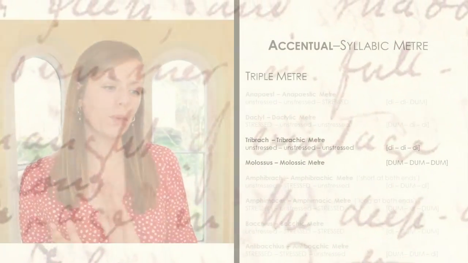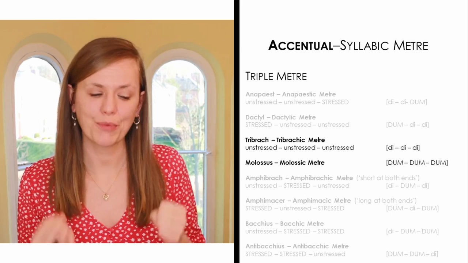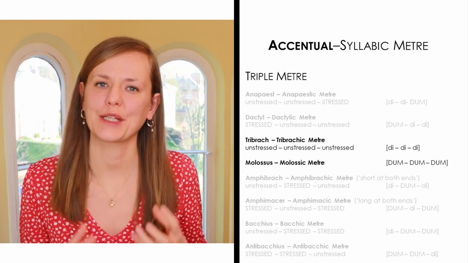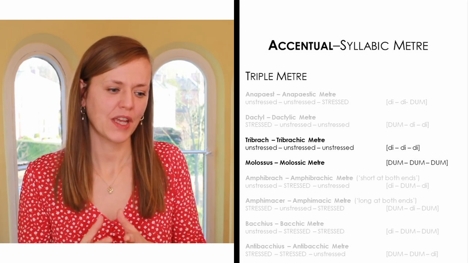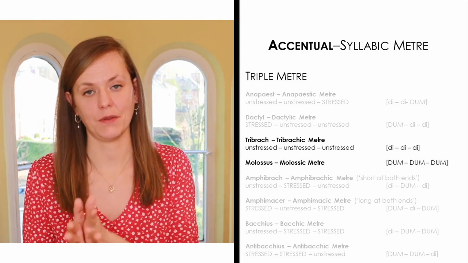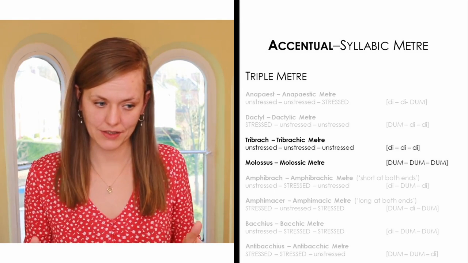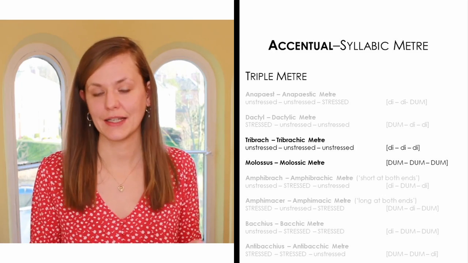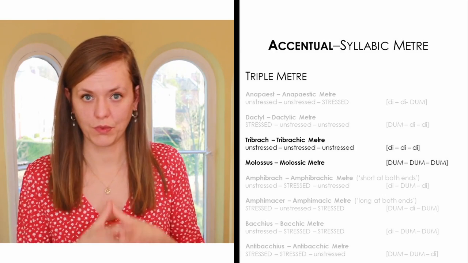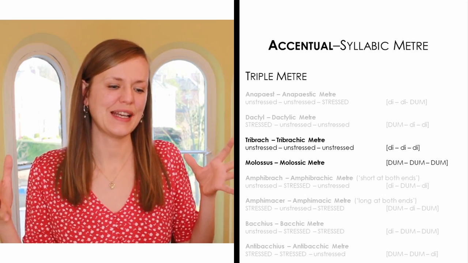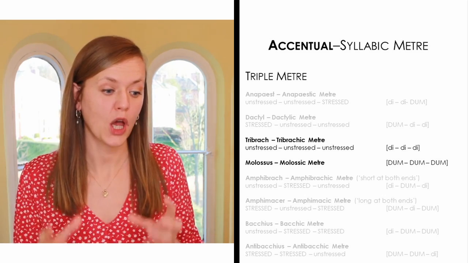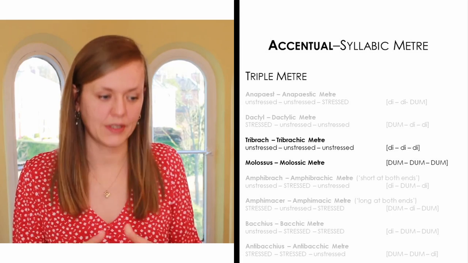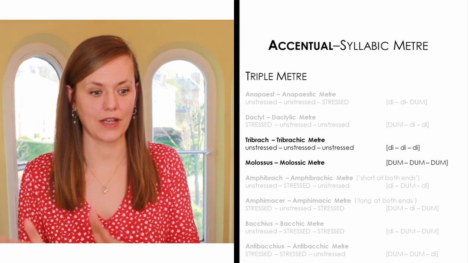And here are some much rarer forms. So we might think of the tribrach as being a bit like a pyrrhic meter. So tribrachic meter is where all three parts of the metrical foot are unstressed. The opposite of that, a bit like a spondee, is where all of the beats in the metrical foot are stressed. And that in trisyllabic meter is called molossus or molossic meter. So stressed, stressed, stressed.